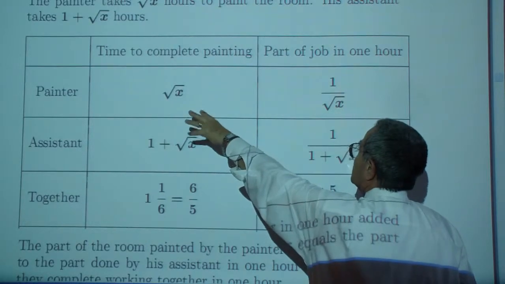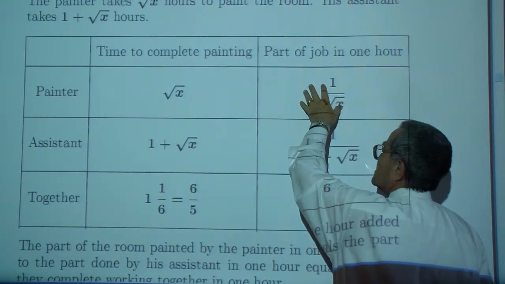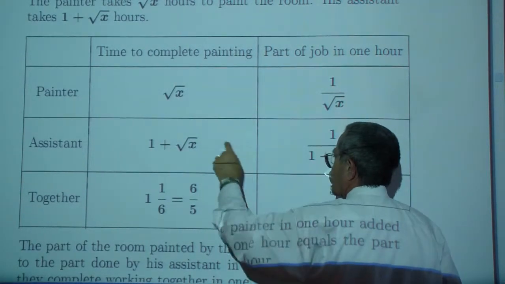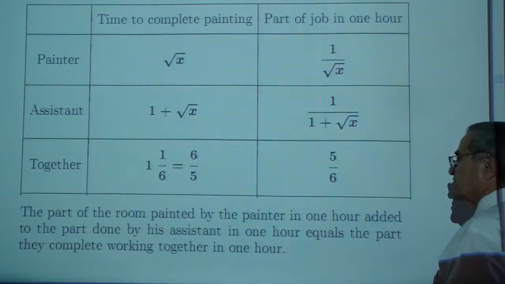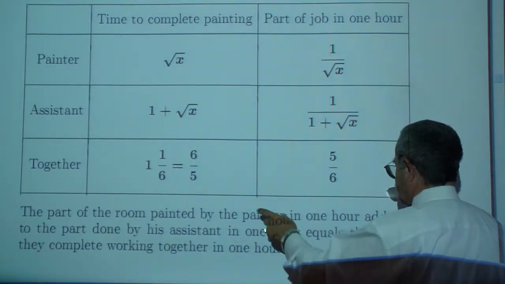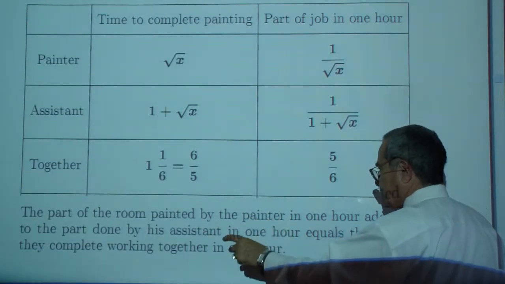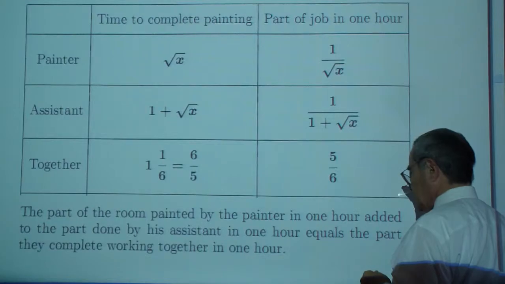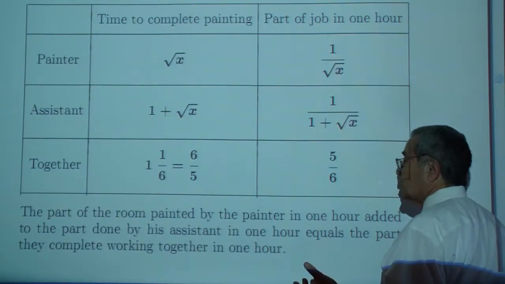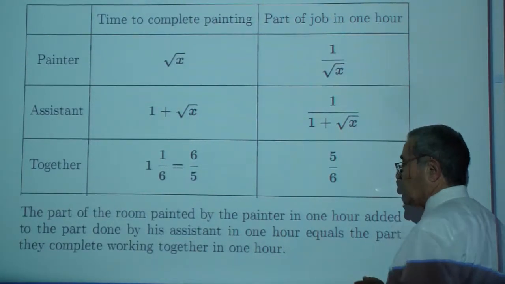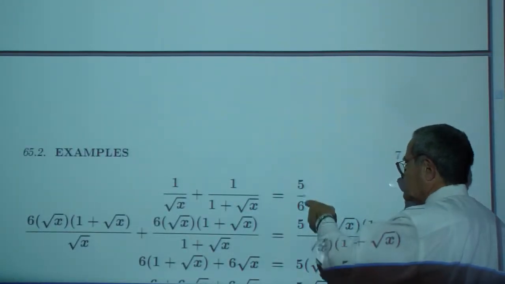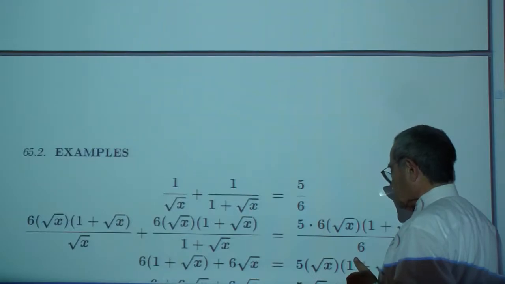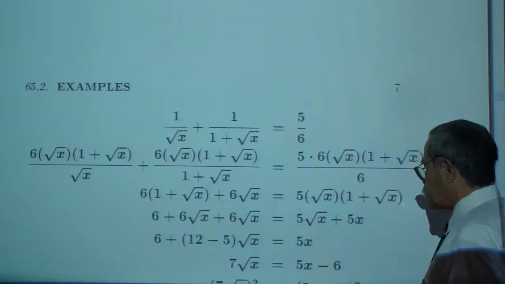Because if it takes them that many hours, the portion of the job they can do in 1 hour is 1 over that number. The portion of the job that is done by the painter by himself, plus the portion that's done by the assistant by himself, is the same as the portion that they both do together in 1 hour. And then this is 5/6, it should be 6/7, so things change in here.